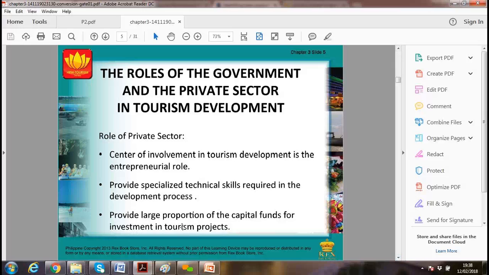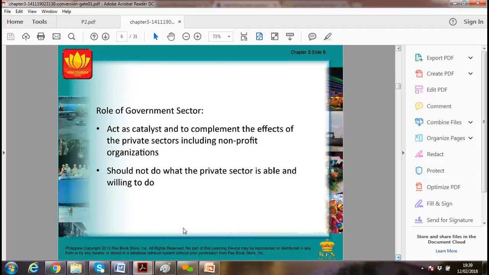So the central involvement in tourism development is an entrepreneurial role, providing specialized technical skills. We need to look at what sort of skills, which we'll go through in the following lessons in more detail. It also provides a large proportion of the capital funds. The large private sector provides a lot of funds, because maybe the government sector doesn't have enough funds. So the private sector is still important, and innovations come as well. A lot of private sector efficiency is better than the government sector.